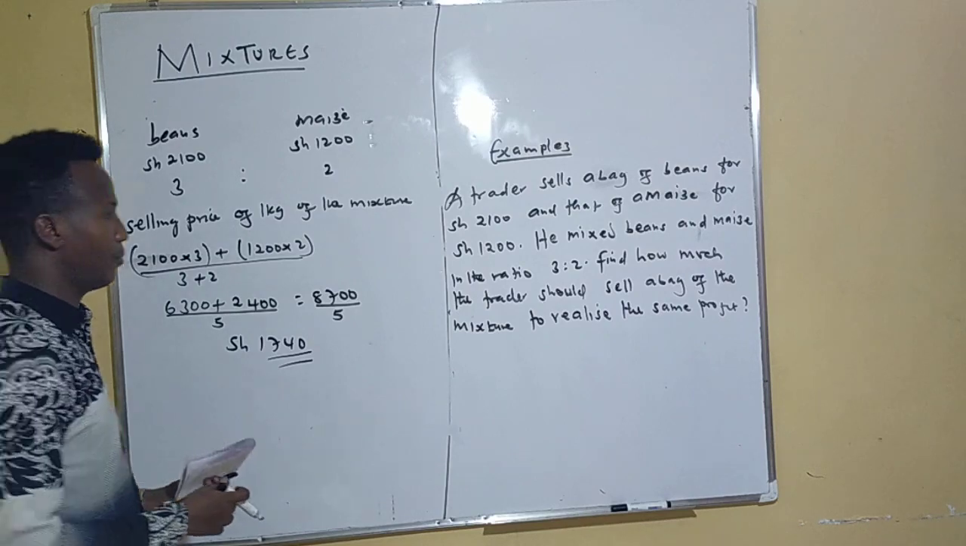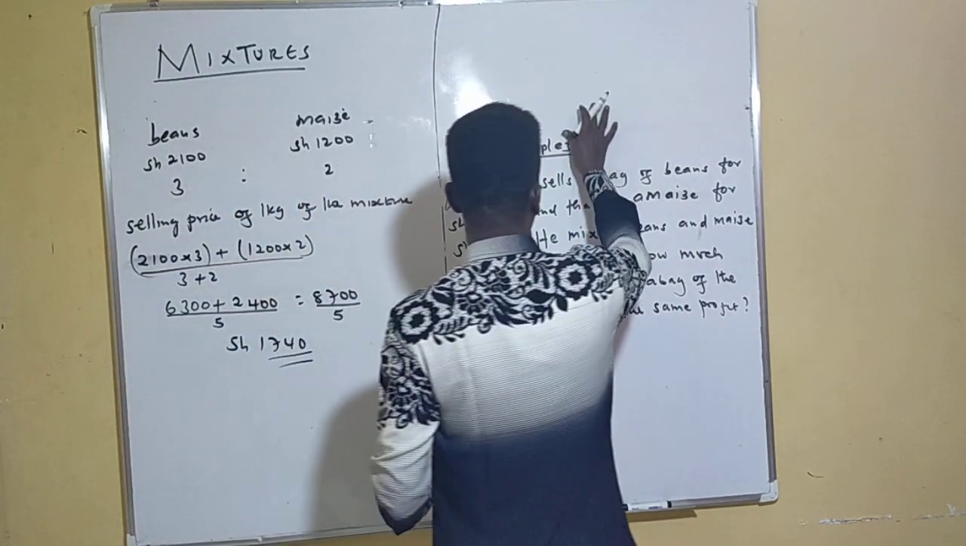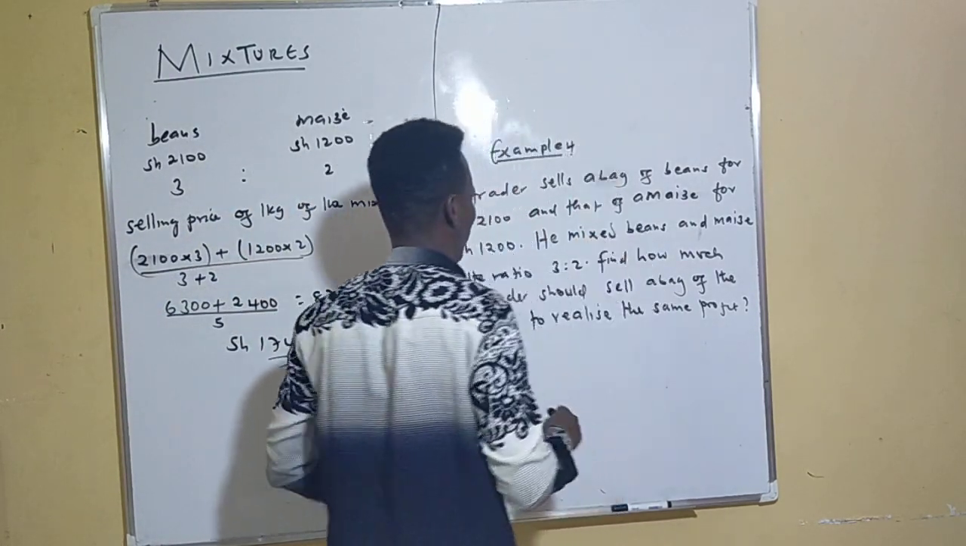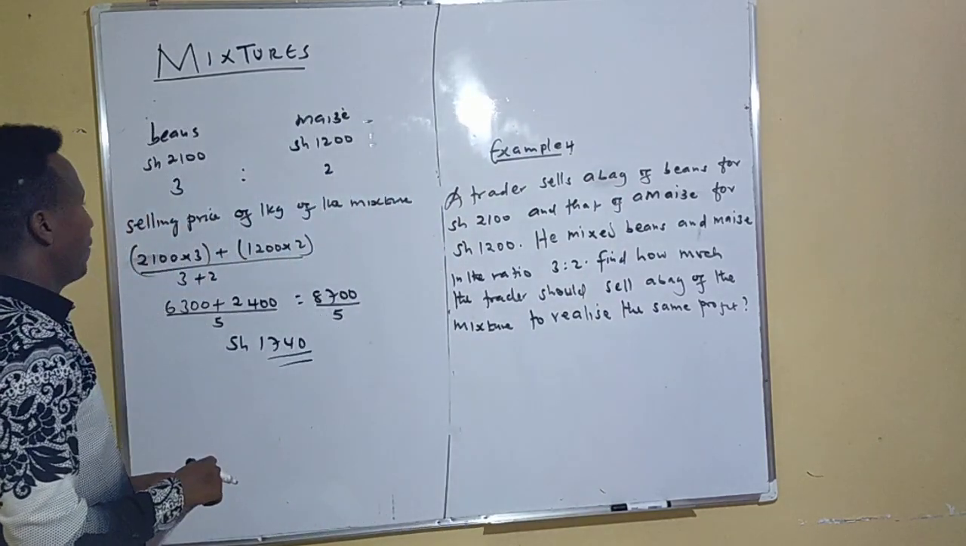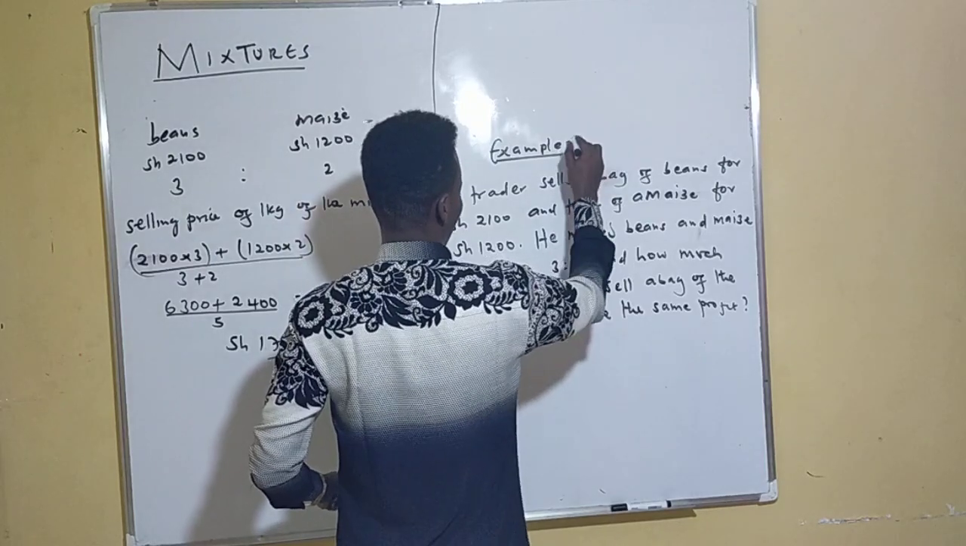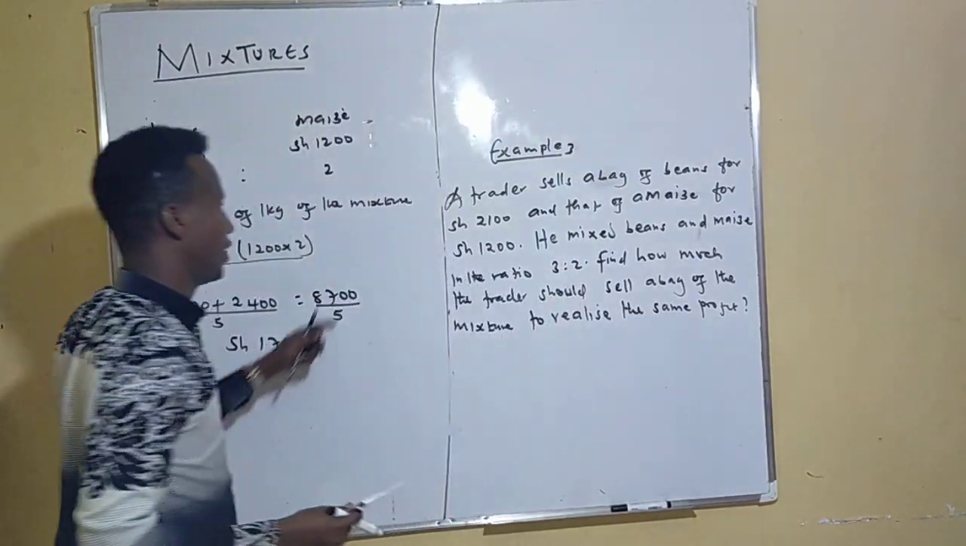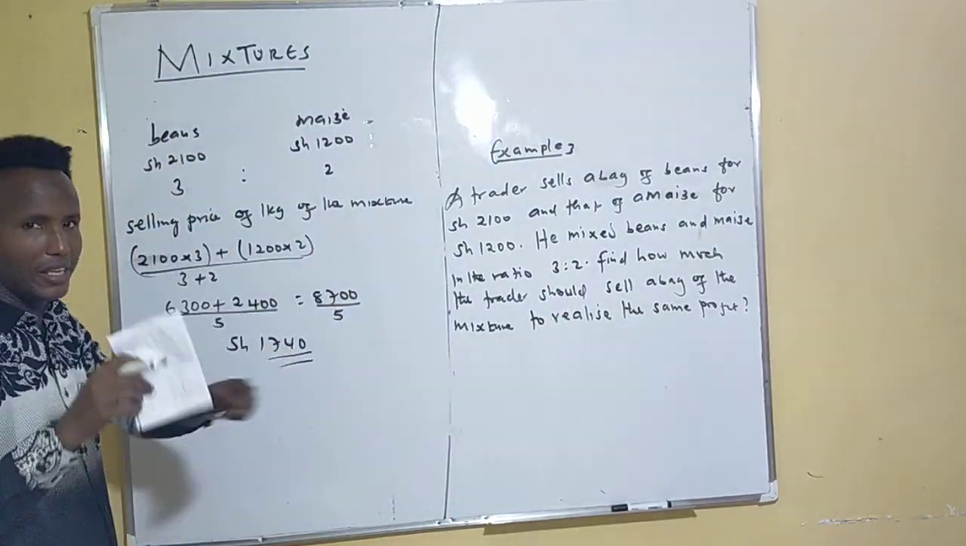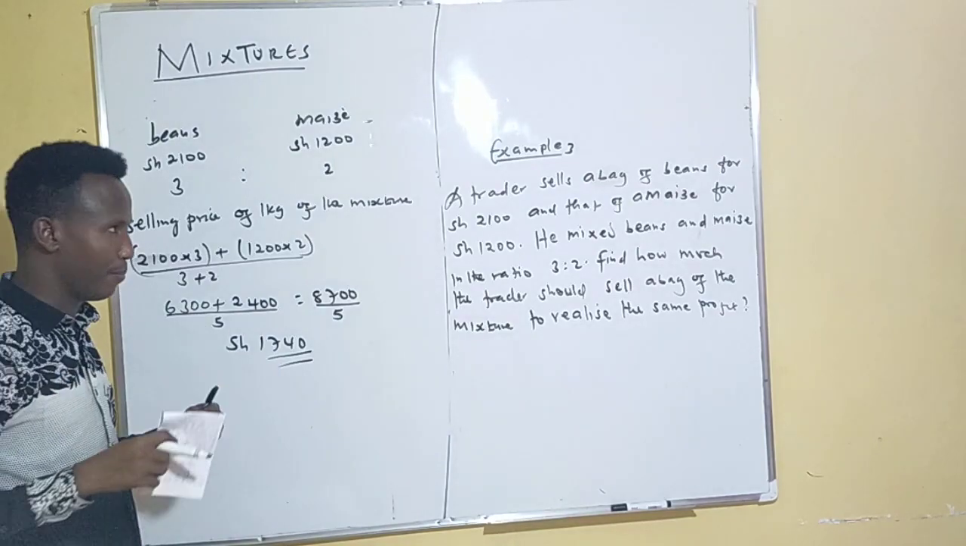And that's our example. This should be example 3, not 4. Oh, sorry, that was example 3, not example 4. This was our example 3. Just understand, we are dealing with the selling price here. We are not dealing with the buying price this time.